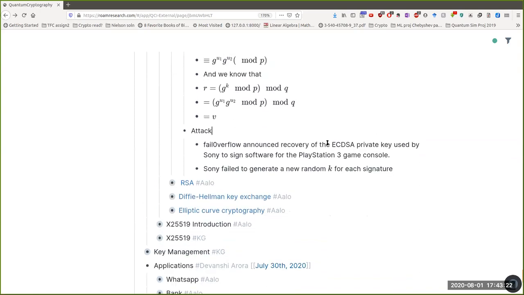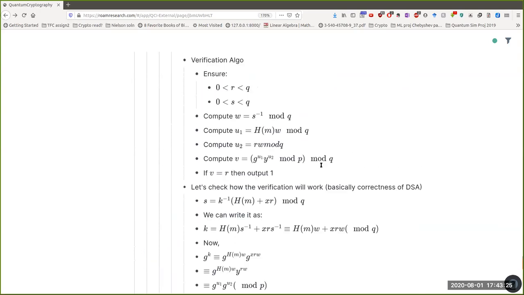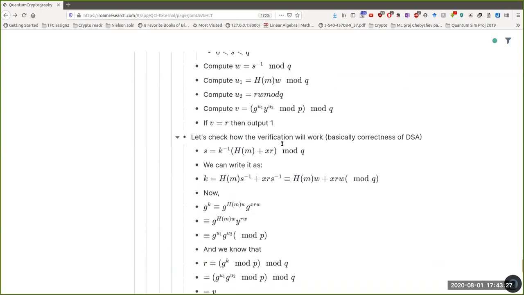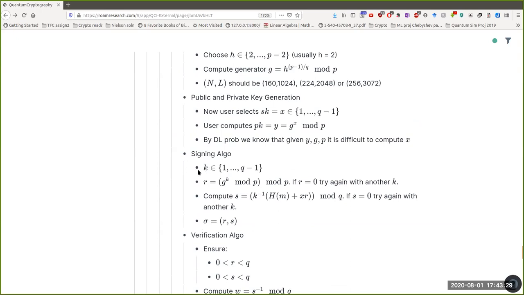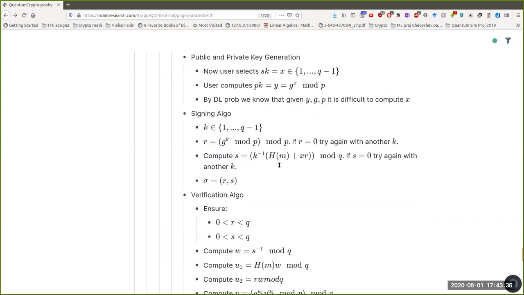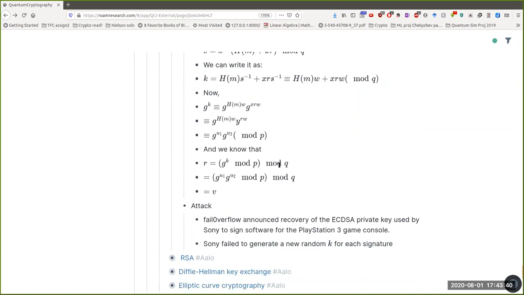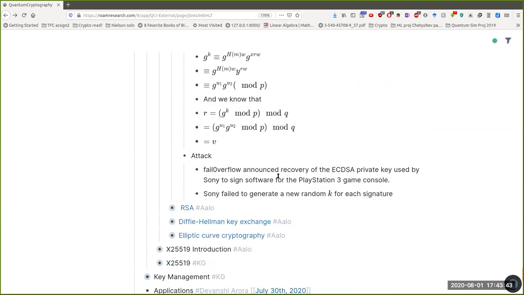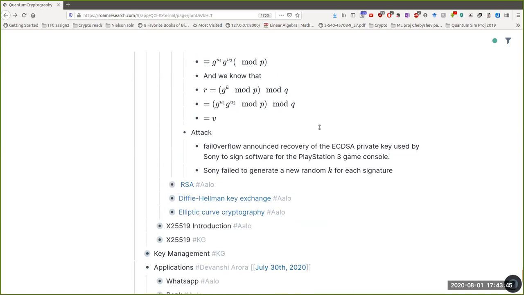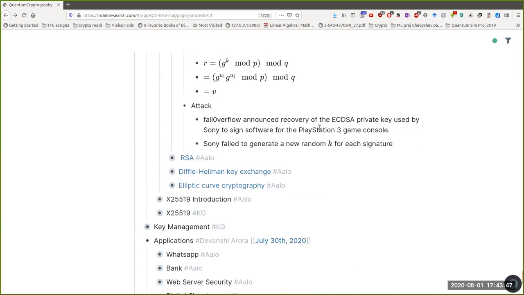What Sony's software developers did for the PlayStation, here you have k, right? This k, you should keep on changing, but they just plugged in one single value of k, and they were generating their public key, private key, and giving the Sony signature. So researchers showed that since they used k so many times, they could analyze all the signatures together, and they could see that there's a pattern here, and that's how they got back your k.